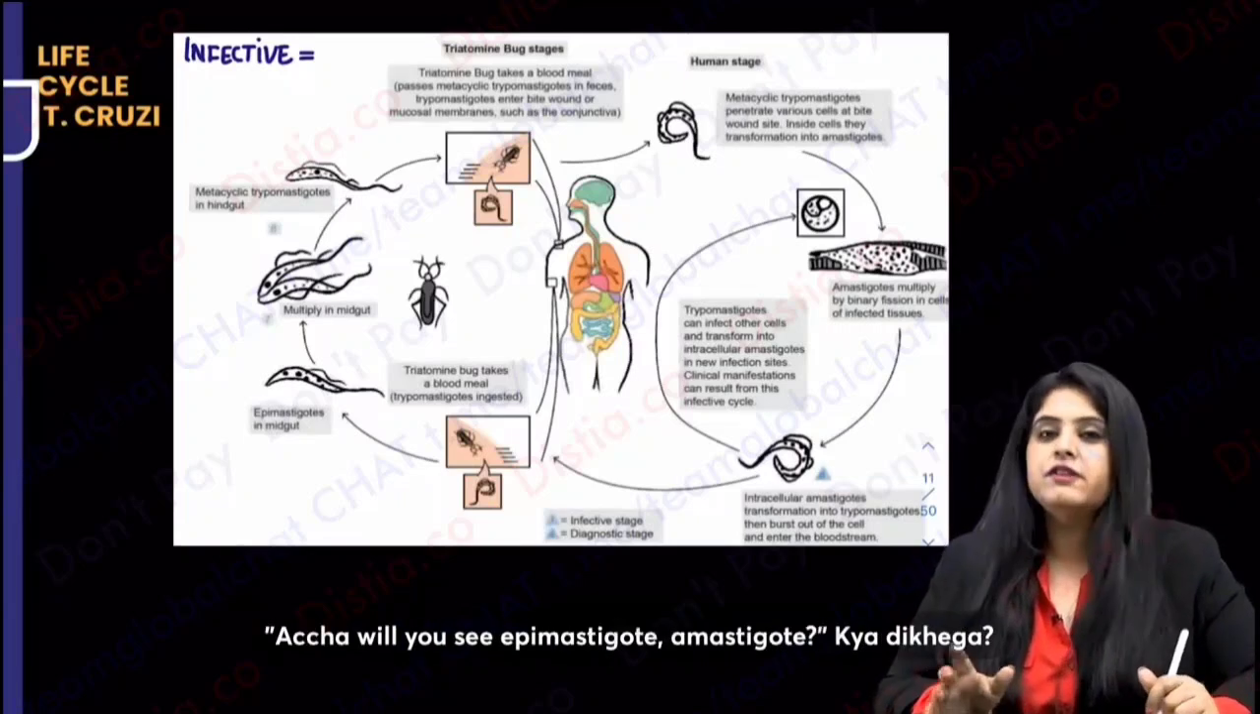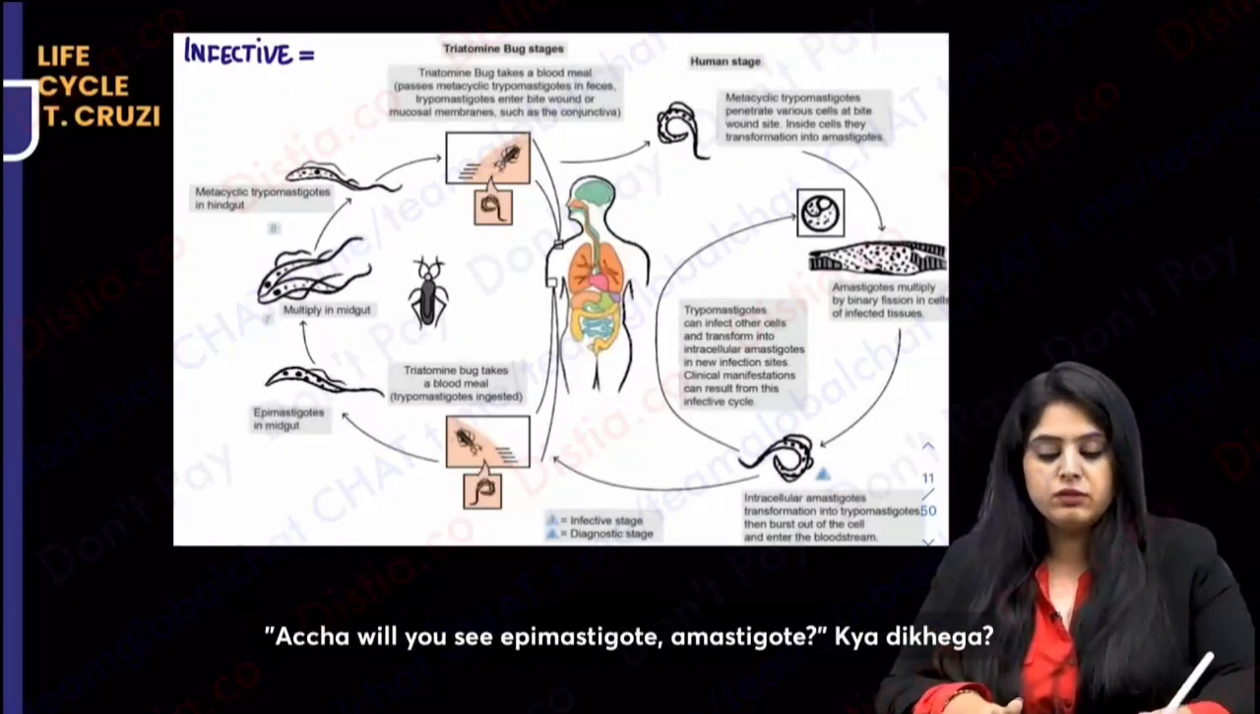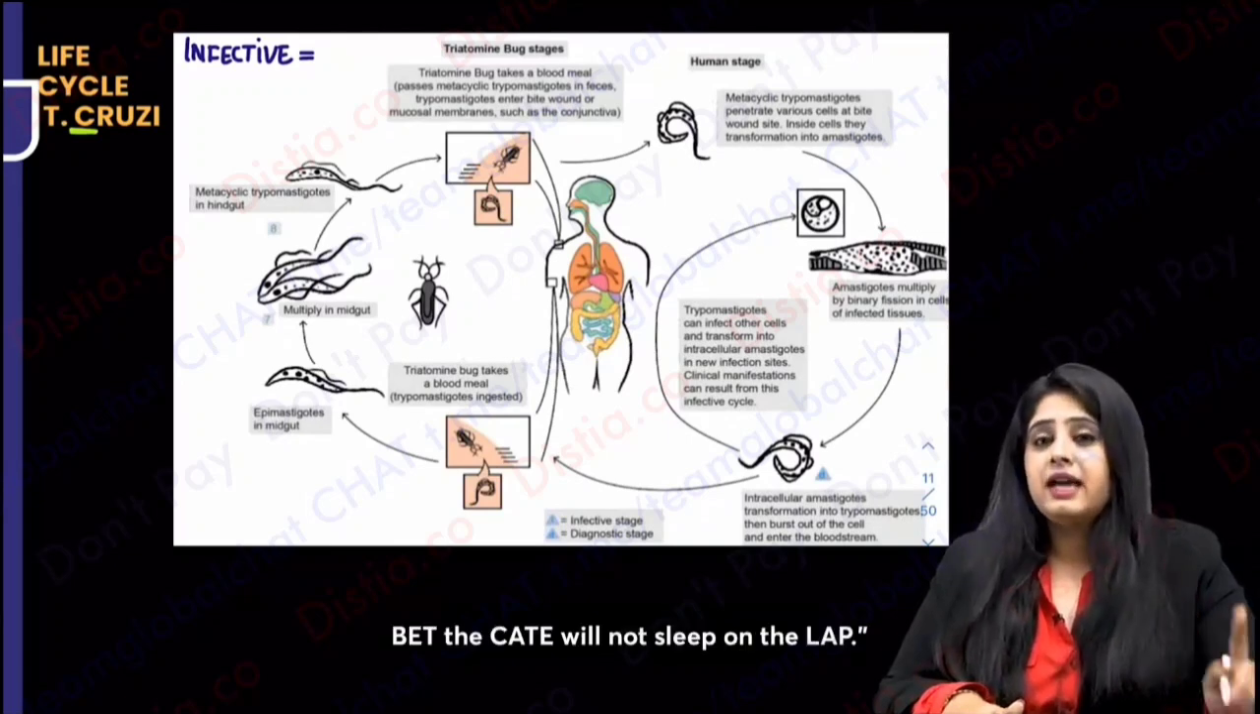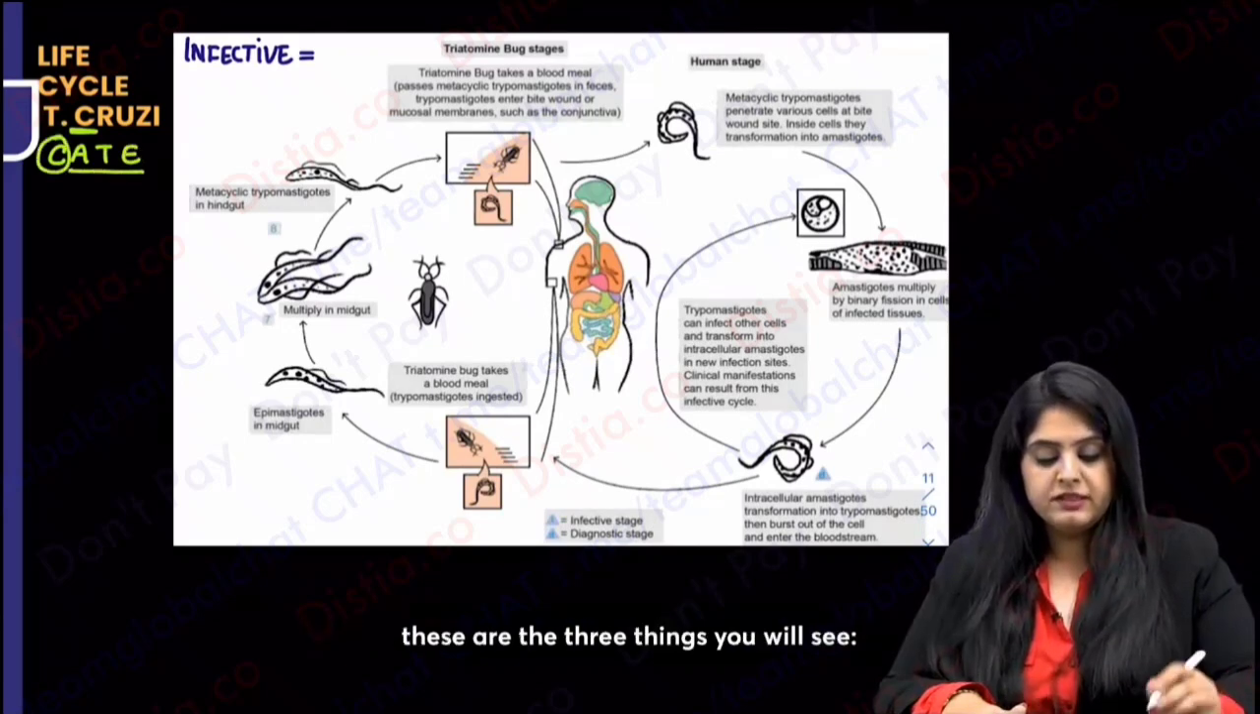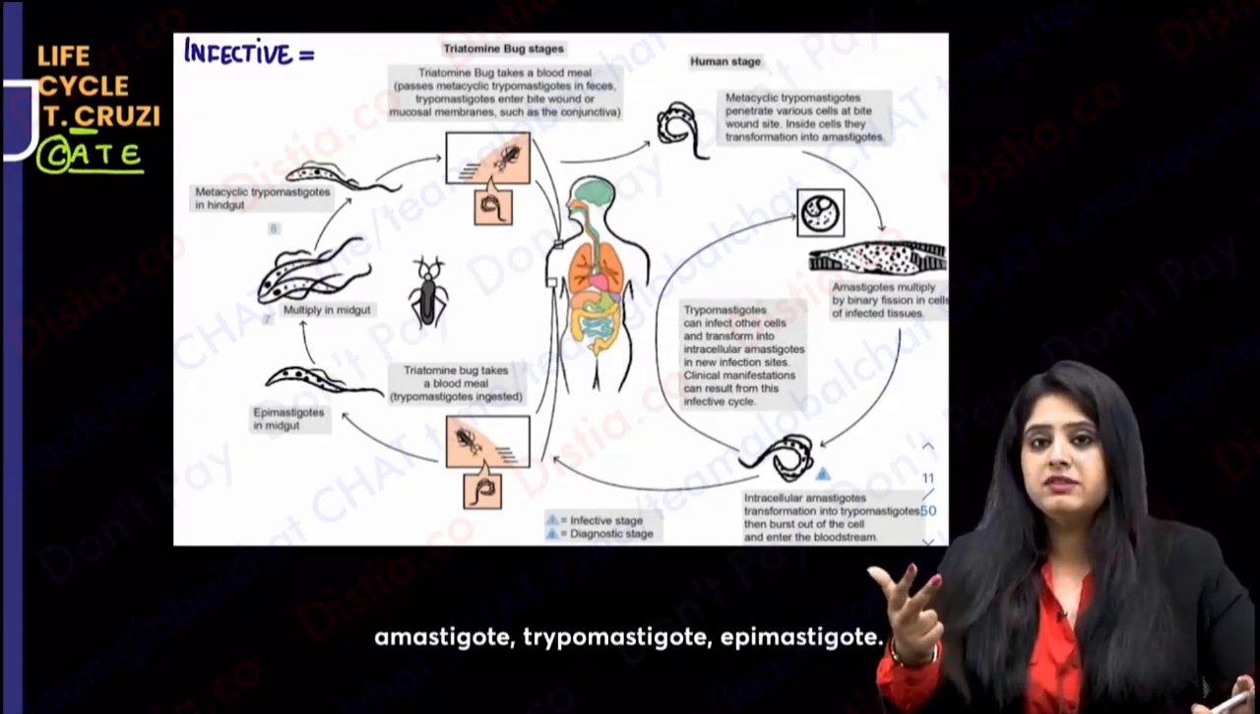If I'm saying that, acha, will you see epimastigot, amastigot, what will you see? You'll say, okay, wait, cruzi, bet the cat will not sleep on the lap. So remember, bet the cat. Cat mein, ma'am, cruzi wale mein, these are the three things you will see: amastigot, trypomastigot, epimastigot.